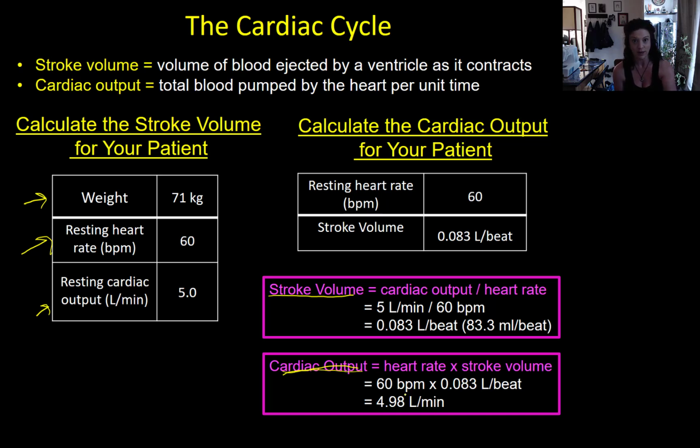Now, can we check if that's right? We absolutely can. We were given cardiac output in our original set of data for this patient, right here. Okay. 5 liters per minute versus 4.98 liters per minute. The difference is because of me cutting off some numbers after the decimal. Okay, it's a rounding error. These are functionally the same.